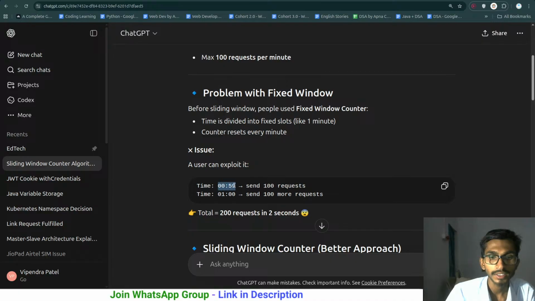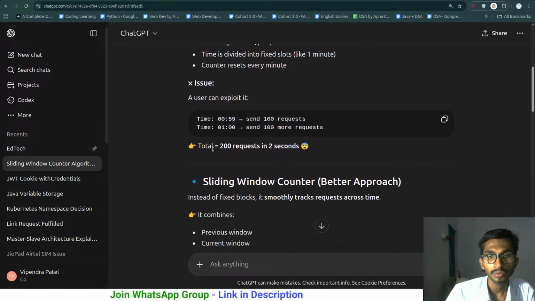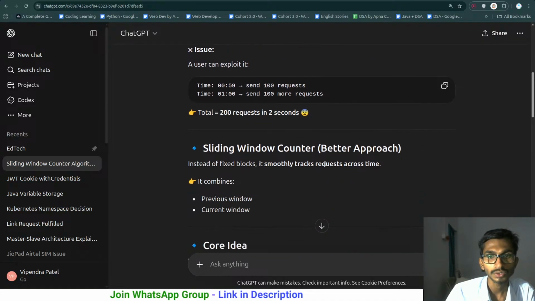So suppose at this particular time, this is called the edge case that we just discussed briefly. At 59 seconds send 100 requests, at 1 minute send 100 more requests. So ultimately you have 200 requests in 2 seconds to just simply handle. Sliding window counter, then we talked about this. We even had sliding window log, but let's not worry about that.